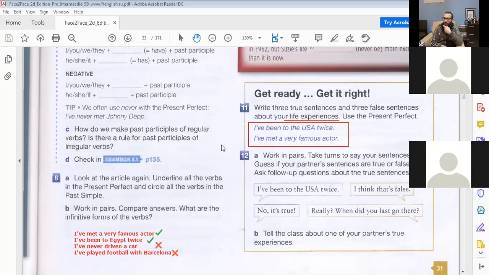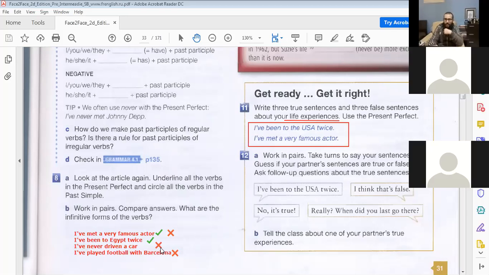Or do you agree with Samiha? Do you think these are the right answers? I agree. Okay. So you can tell us now, which of our guesses are correct? Did we guess correctly? I've never met a very famous actor. Okay, so you've never met a famous actor? Yeah. About Egypt, yes, true. Okay. And drive a car? No, it is wrong. I drive a car. You've never driven a car? No, I've driven. Okay.